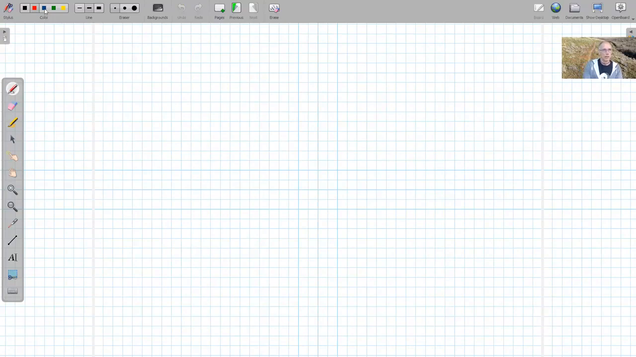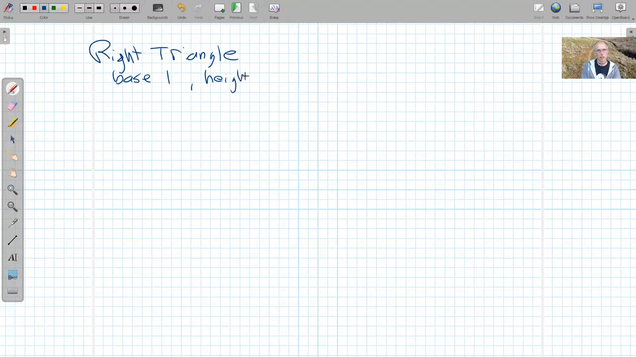So I have, and I'll do a non-right triangle too in a sec. I happen to have a right triangle, a base of 1, and a height of 3. And I'll give you another example of why I'm using the Geo Board for this in a minute, but for now it doesn't matter too much.